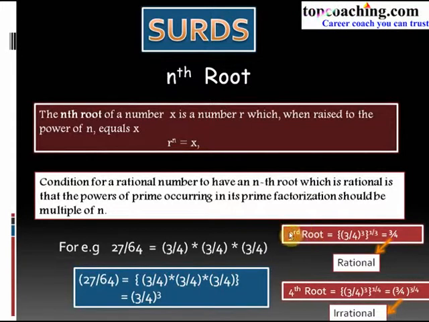So we see that the third root is a rational number, but the fourth root of 27 by 64 is an irrational number, because here the exponent is a multiple of 3, but the exponent of 3 by 4 is not a multiple of 4. So again, the condition is that for a rational number to have an nth root which is a rational number, the powers of the primes occurring in its prime factorization should be a multiple of n.